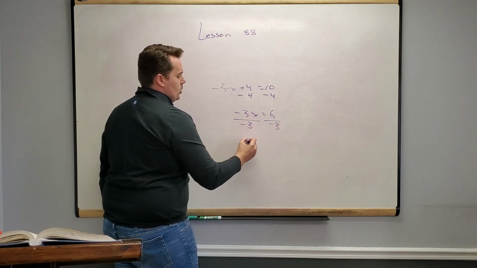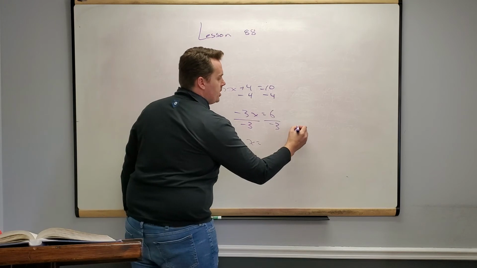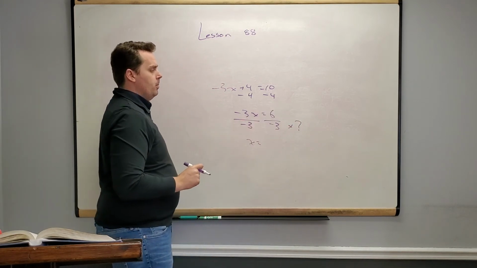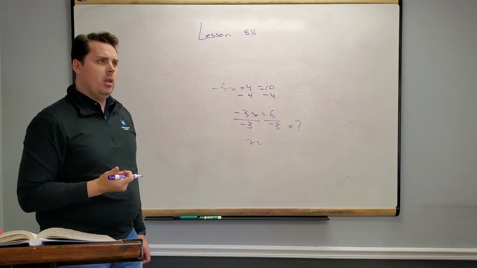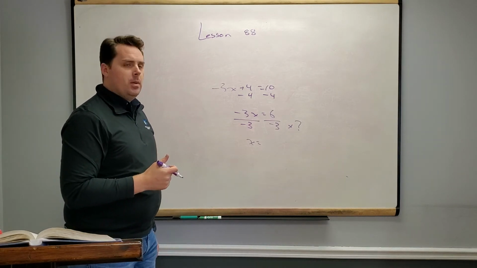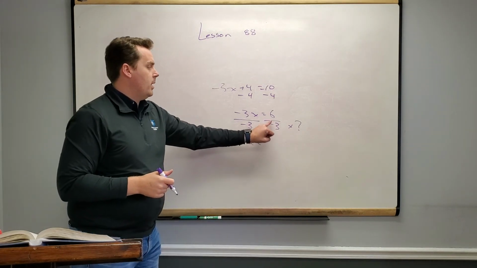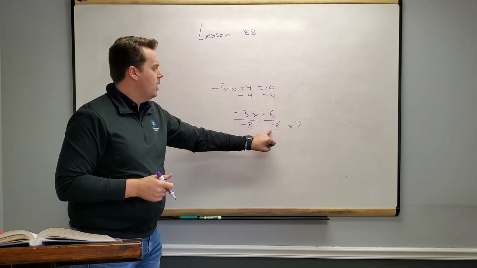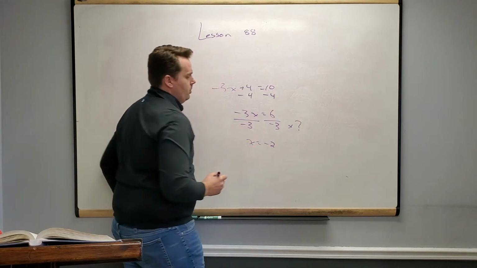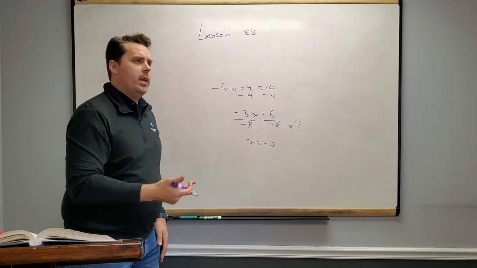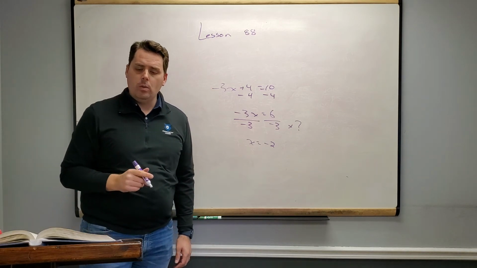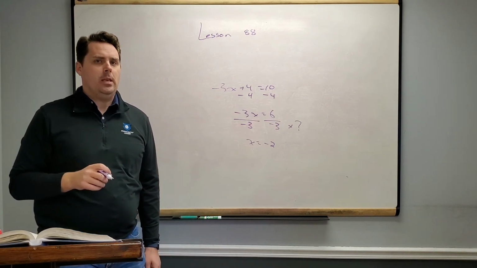Okay? So x equals, and I'm going to ask myself, what times my denominator equals my numerator? What times a negative 3 equals a positive 6? Well, it's got to be a negative number because a negative times a negative will give you a positive. And so what times 3 equals 6? It's got to be a negative 2. A negative 2 times a negative 3 equals a positive 6. Okay? I want you to pause the video after you do practice A and B.